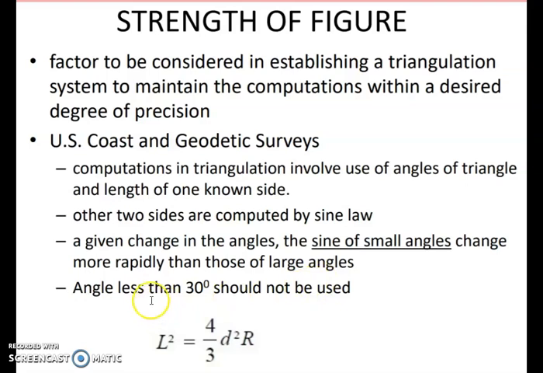Given a change in the angle, the sine of small angles can change more rapidly than those of large angles. That's the reason you do not have very small angles. You have to keep angles between 30 and 120. So that's why an angle less than 30 degrees should not be used.